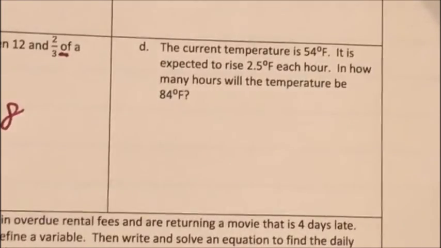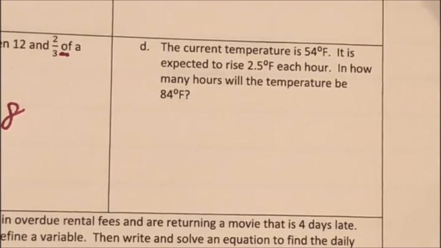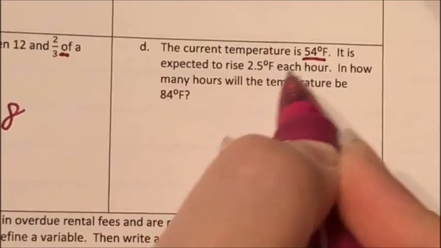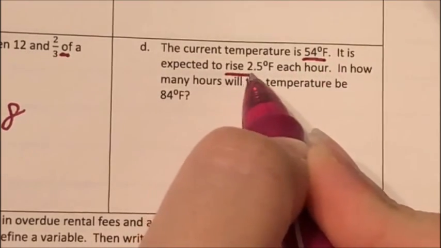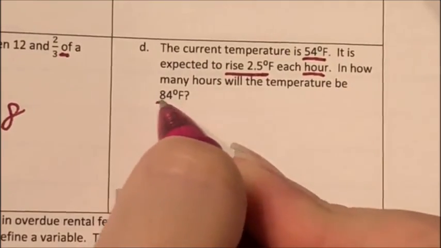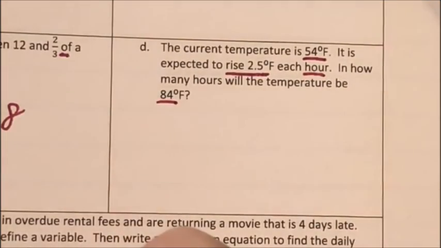All right, letter D. Now these are going to want you to write the equation and then solve it, okay? So the current temperature is 54 degrees. It is expected to rise 2.5 degrees Fahrenheit each hour. In how many hours will the temperature be 84 degrees Fahrenheit? So I started with 54. I want to rise 2.5 every hour, and I want it to be 84 degrees, okay?